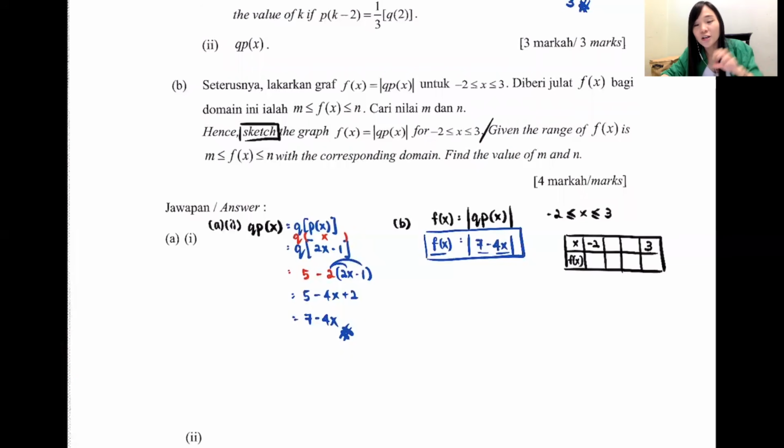Am I done? No. Other than the starting and the ending, please remember, every single time you draw a graph, no matter whether it is this chapter or another chapter, finding the x-intercept and y-intercept is very important. So for the x-intercept, y equals 0. For the y-intercept, x equals 0.